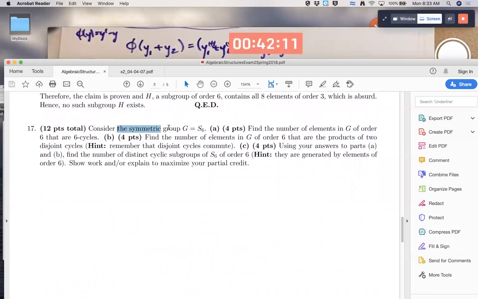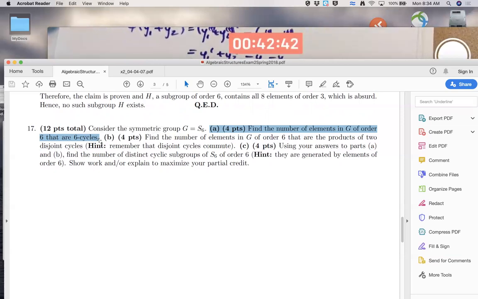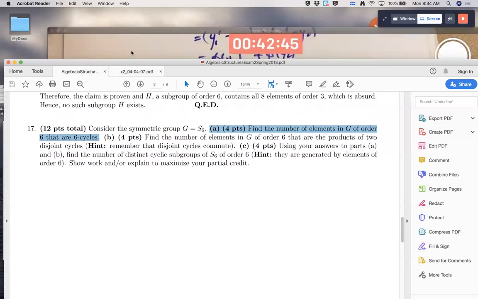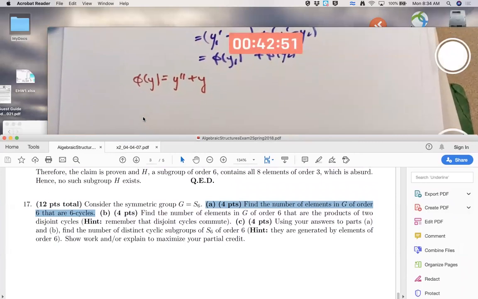This problem is about the symmetric group S6, which is a chapter 5 thing. Still, you should know earlier stuff. So you should know what S6 is. You shouldn't forget that. First, find the number of elements of order 6 that are 6 cycles. So here we are thinking about chapter 5 essentially. This is more of an explicitly chapter 5 example.